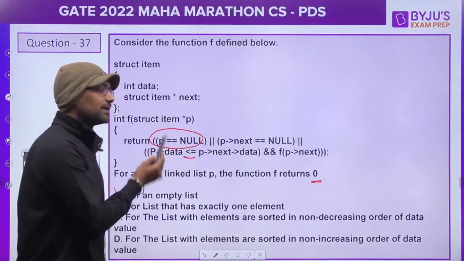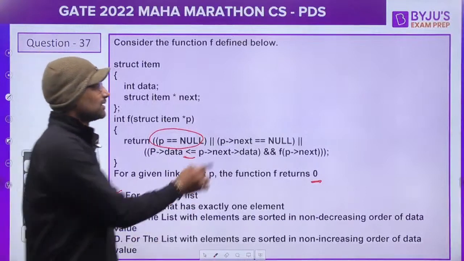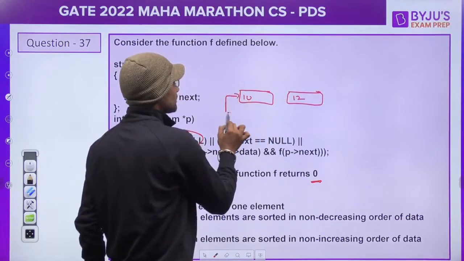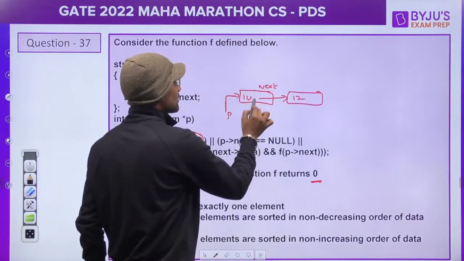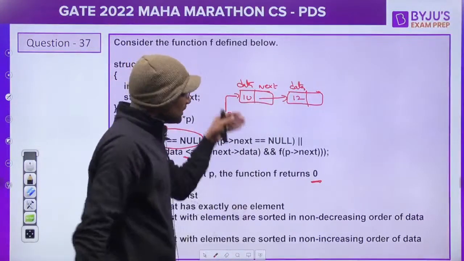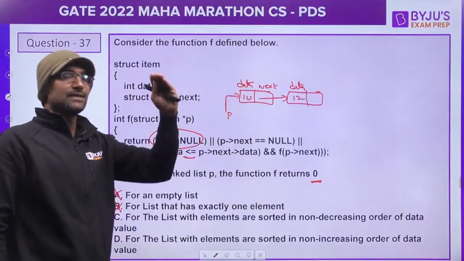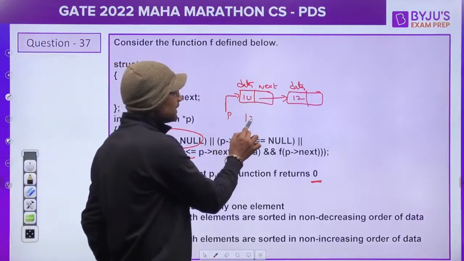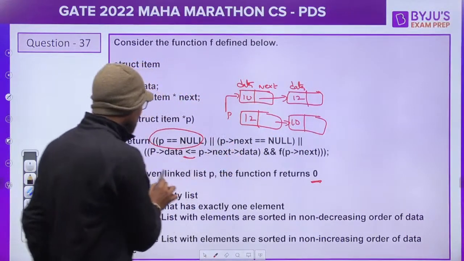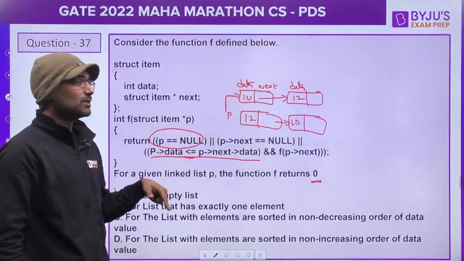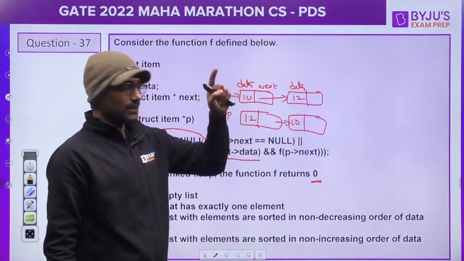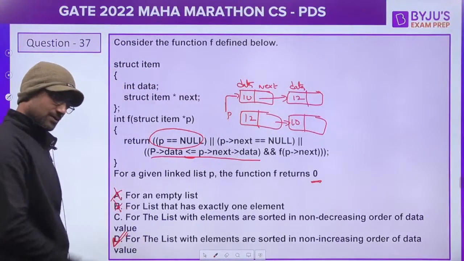And here, P data less than or equal to P next data. Let's say this is P data, this is P next data. If P data is less than or equal to P next data, it is true. That means if the elements are in non-decreasing order, it is true. If it is like this, 12 and 10, now this condition would be false. It returns 0. So where will you get false? If the elements are in non-increasing order, you will get false.